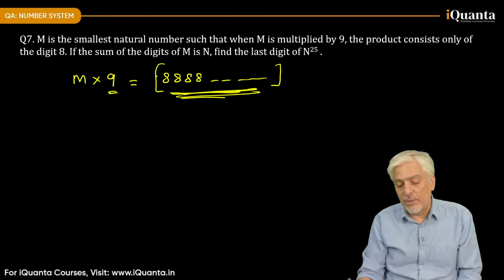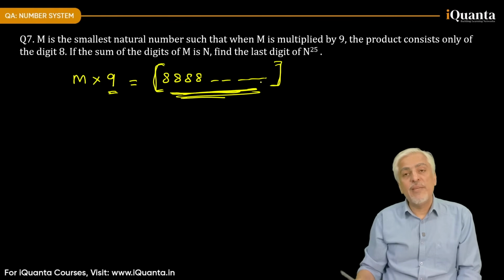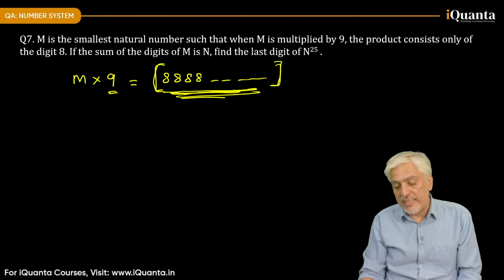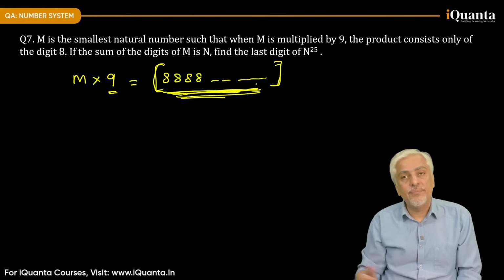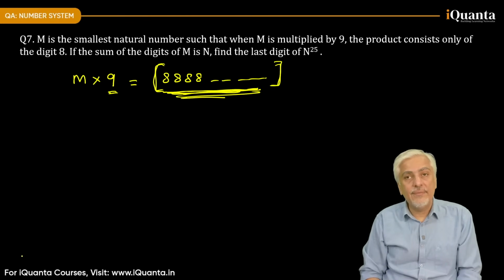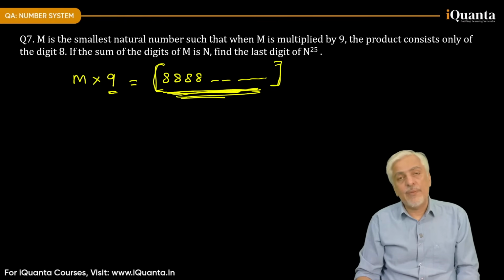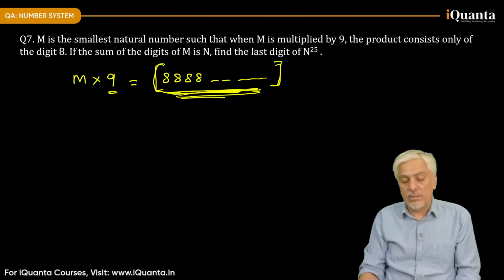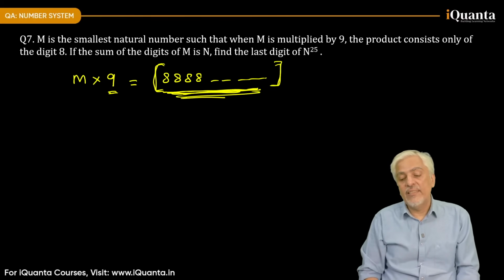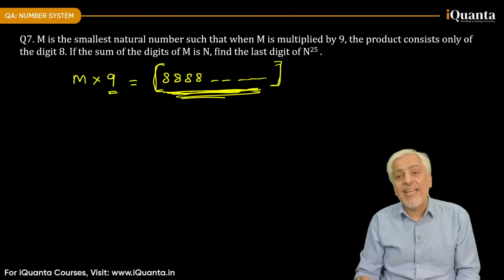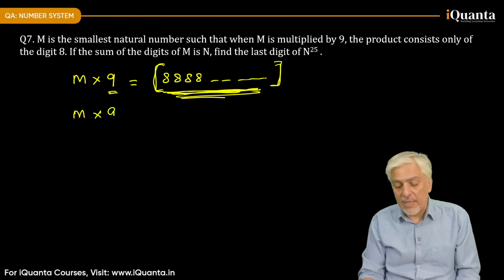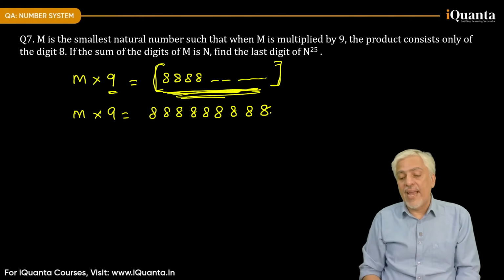This number is a multiple of 9. Which means what? इसका digital sum has to be a multiple of 9. अगर दो ही 8 लोगे तो 8 plus 8 is 16. 16 is not divisible by 9. So we will definitely need how many 8s? You will need 9 8s. So m multiplied by 9 is 1, 2, 3, 4, 5, 6, 7, 8, 9, 9 8s.